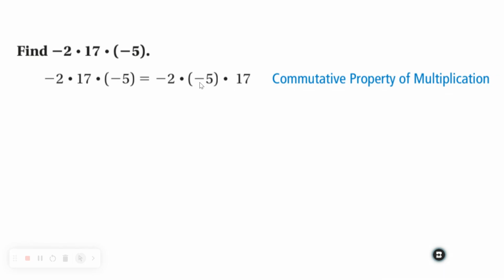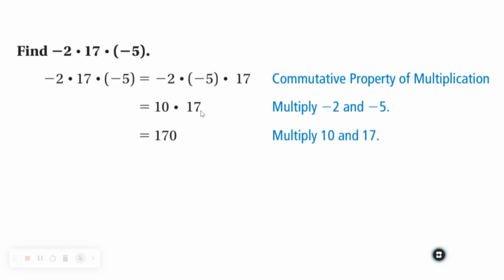So instead of trying to do the 2 times 17, I'm going to do 2 times 5. -2 times -5, 2 numbers, same sign. This will be positive. I get 10. Now I'm left with 10 times 17. Do you see why I would switch the order of the original problem? Because now I'm just looking at 10 times 17. I can multiply my 10s pretty easily. 10 times 17 gives me 170.